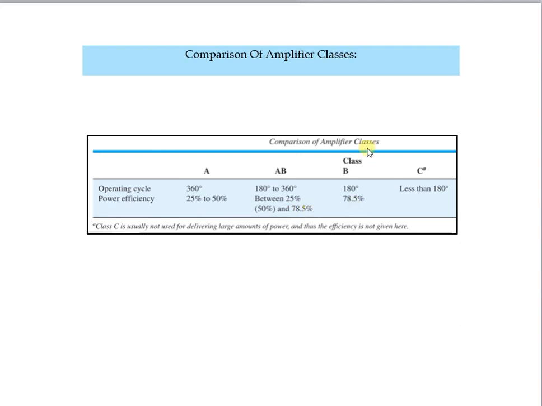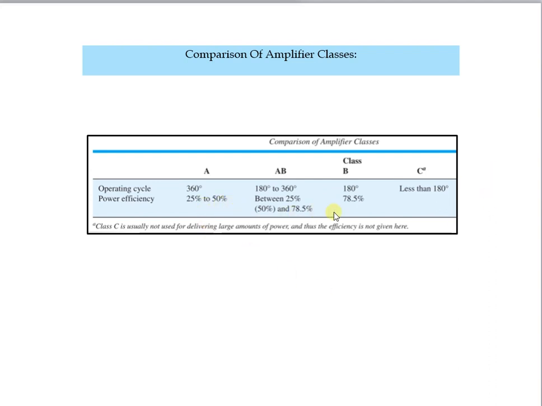78.5%, whereas class B has an operating cycle of 180 degrees and its efficiency is 78.5%. Class C has an operating cycle which is less than 180 degrees, and here we do not basically compute the efficiency. And the other class which I had mentioned, that is class D, is meant for pulse operation and can have an efficiency greater than 90%.